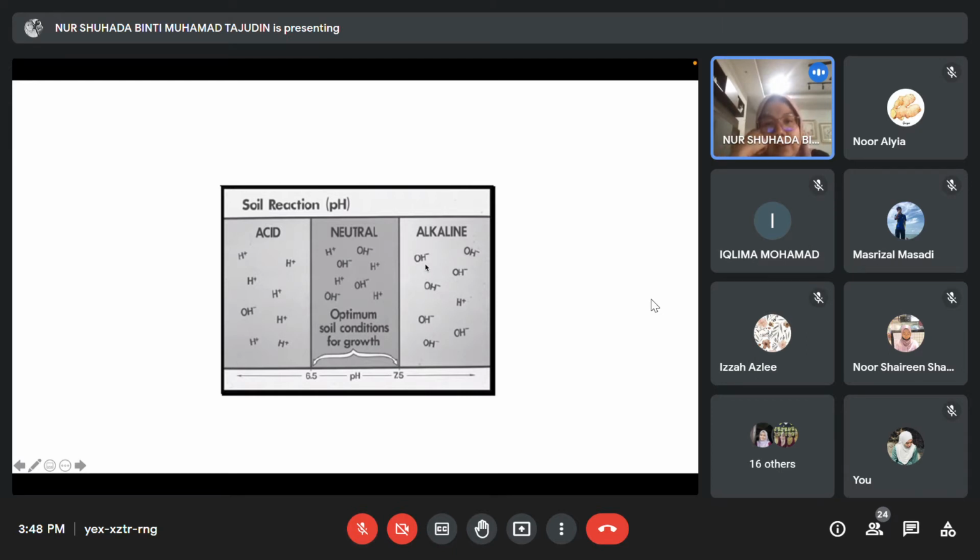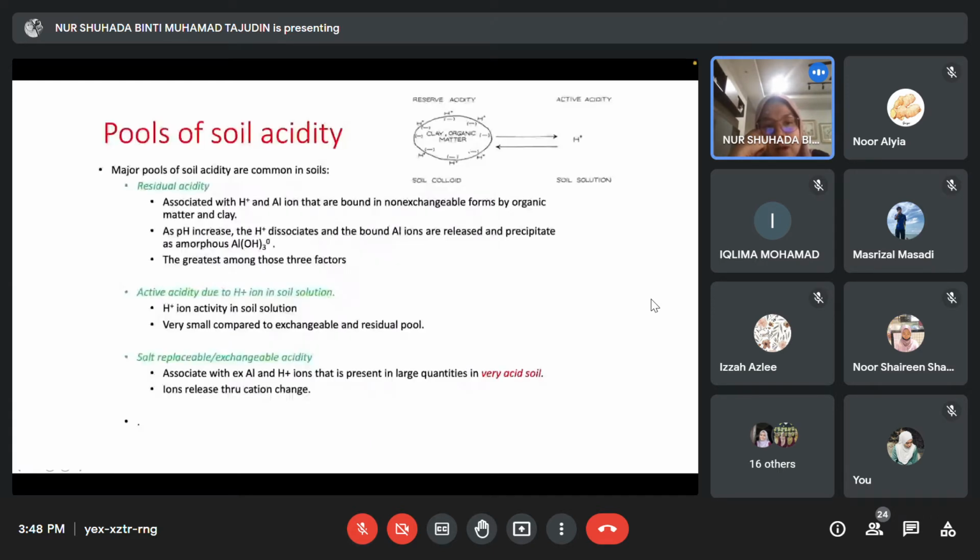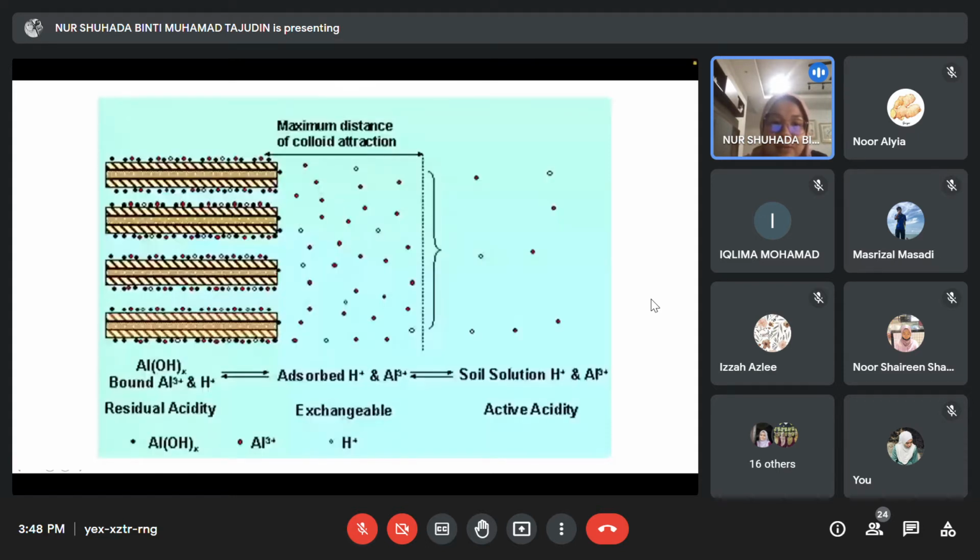So in soil, we have a few types of acidity. Okay, kita panggil dia sebagai what we call as residual acidity. So another one we call it as active acidity. The third one is the exchangeable acidity. Okay, so from the term itself, jap saya tunjuk kat gambar ni eh.